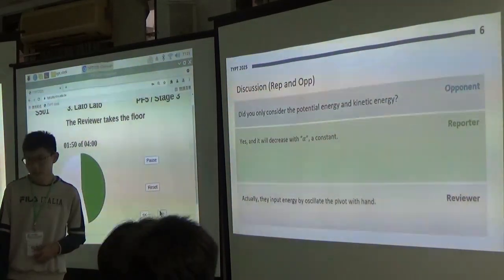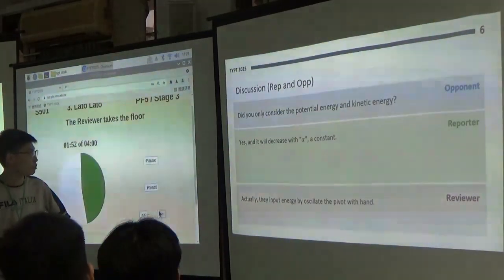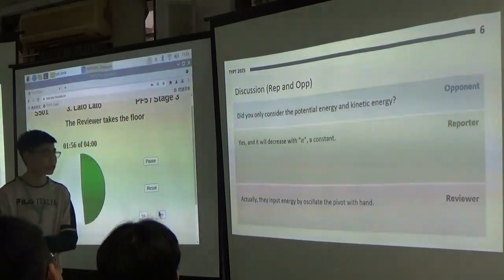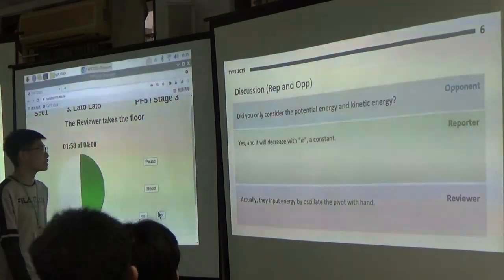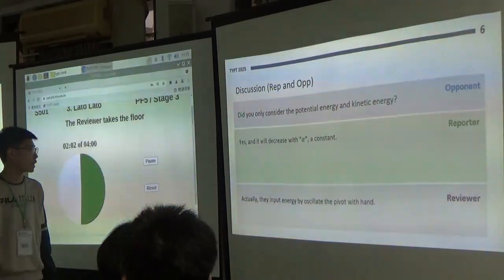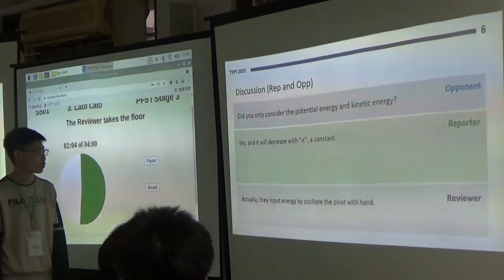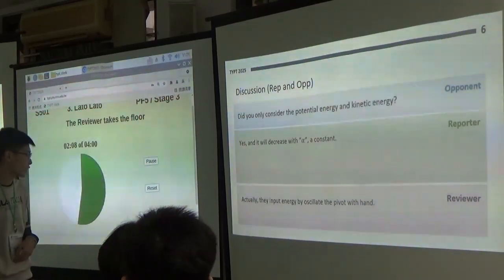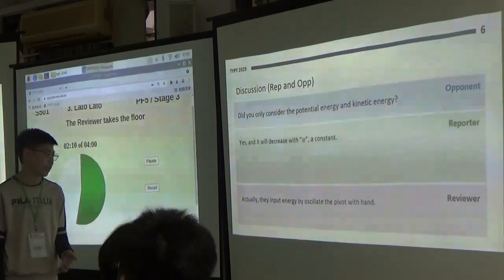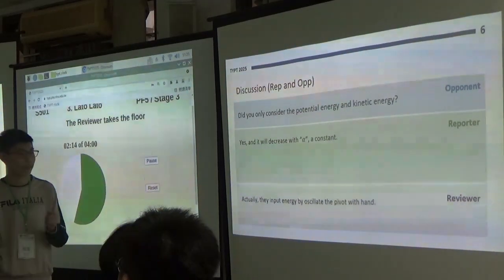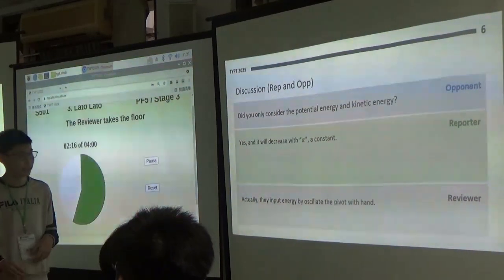Okay, so let's talk about the discussion part. First is the reporter and the opponent discussion. The opponent asks, did you only consider the potential energy and kinetic energy? The reporter answered yes, and it will decrease with alpha. It's a constant. And the reviewer's answer is that actually there is input energy from oscillating the pivot with the hand. The pivot will go up and down and will put energy into the system.